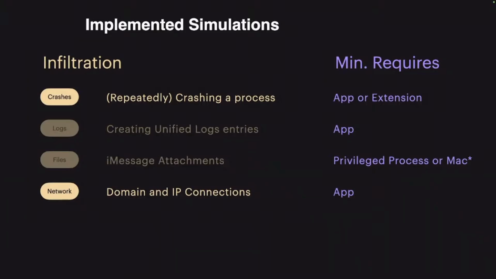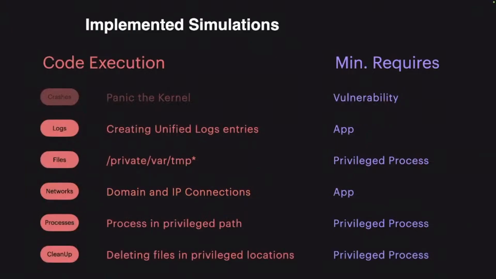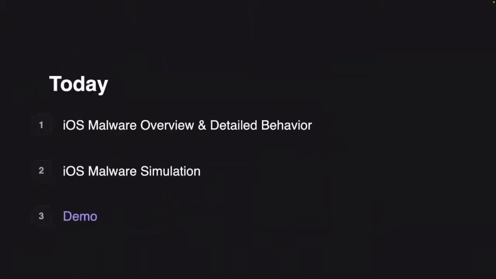Now, in terms of implemented simulations, I pretty much did most of the things that I wanted to do for infiltration. We can repeatedly crash arbitrary processes, we can run domain and IP connections if we wanted to, but I didn't implement something for unified log entries or iMessage attachments yet. And in terms of code execution, we can pretty much do all the things except for panicking the kernel. So this is actually good enough to run a lot of the interesting simulations and cases that we have observed by spyware. Now, let's see a demo.